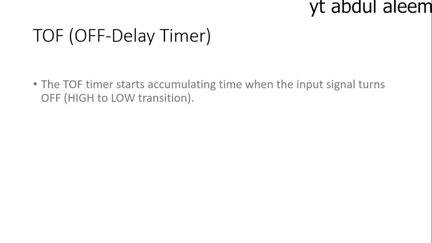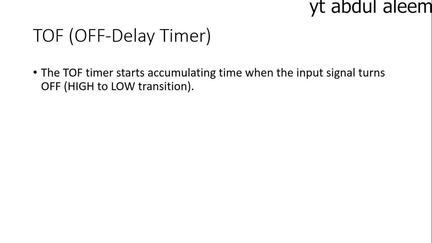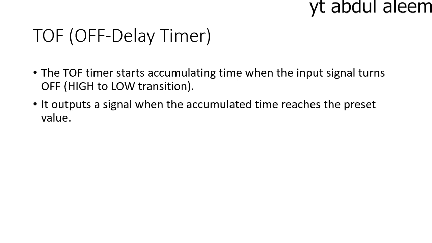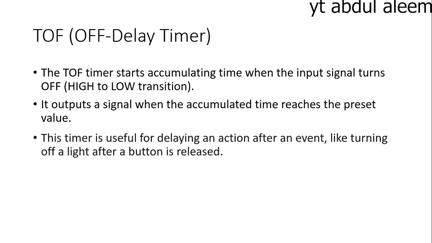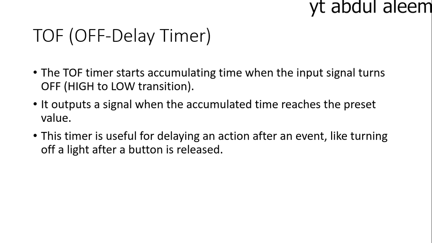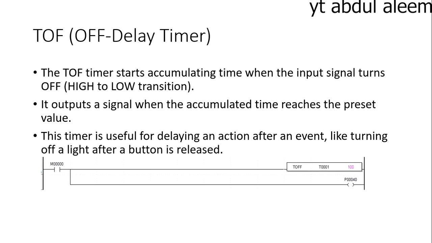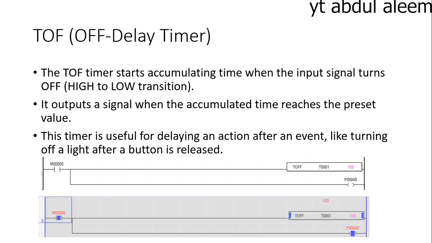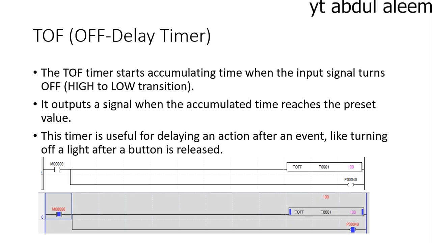TOF, off-delay timer. The TOF timer starts accumulating time when the input signal turns off, high to low transition. It outputs a signal when the accumulated time reaches the preset value. This timer is useful for delaying an action after an event, like turning off a light after a button is released. You can check off condition ladder logic example in this picture. You can check on condition ladder logic example in this picture.